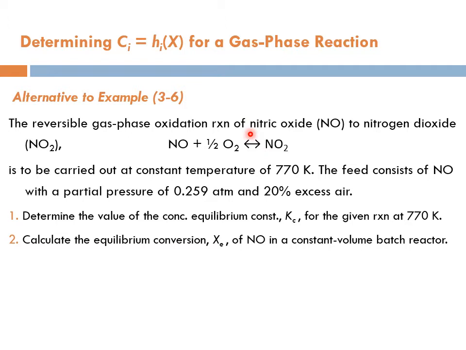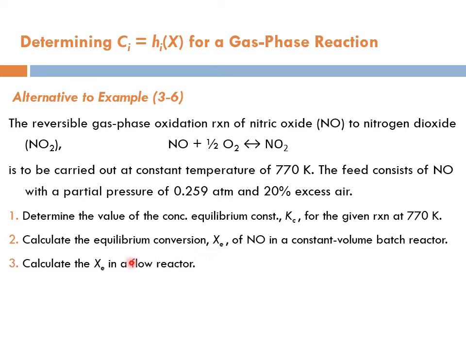As you have noticed here, the reaction is reversible, so you will not get complete conversion. Therefore, we want to calculate what the equilibrium conversion is. In other words, if I leave the reaction for a very long time in the constant volume batch reactor, what would be the achieved conversion? Because if we leave the system for a long time, equilibrium will be reached.